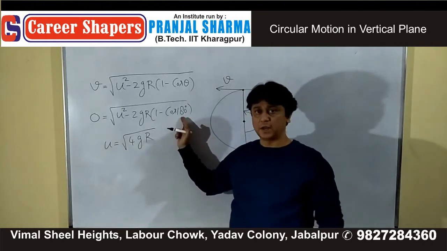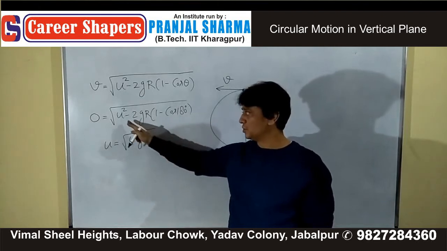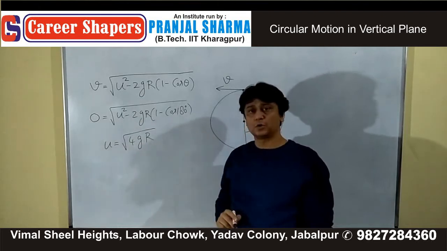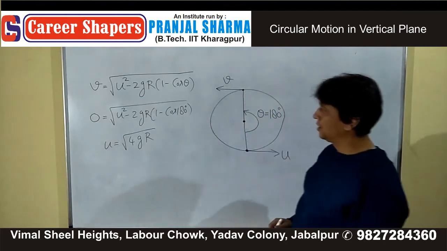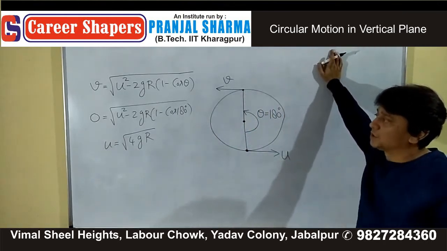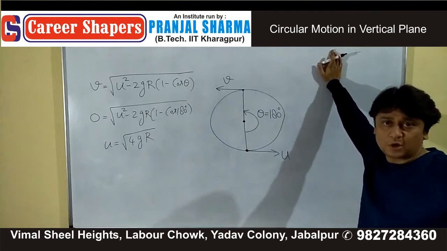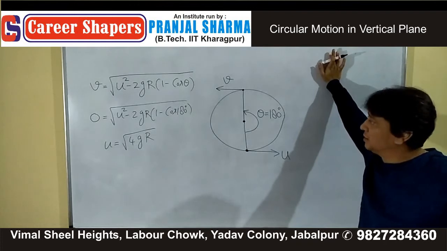What is cos 180? Minus 1. Minus minus plus 1, 1, 2. 2 into 2, 4. u is coming what? Root 4gr. And I hope most people have found this, that u is coming what? Root over 4gr.